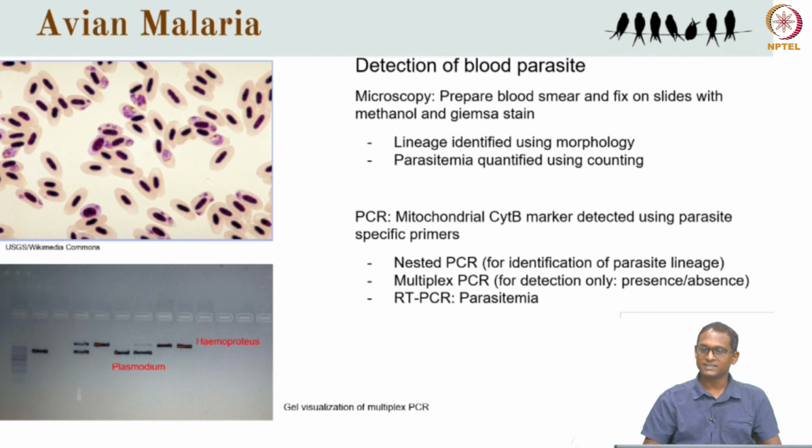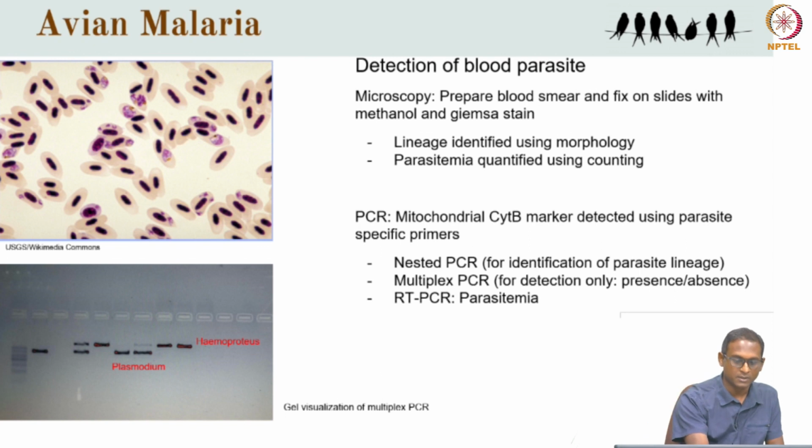Now you can detect this with microscopy, which is the traditional way to do it. You can look at the morphology, identify lineages, and quantify parasitemia by counting the parasites. Alternatively, you could use PCR techniques. There are some primers that are designed, and these depend on the purpose. Some are only for detection, like multiplex primers, which can tell you if it is present or absent. But others you can also sequence and get the sequence data.